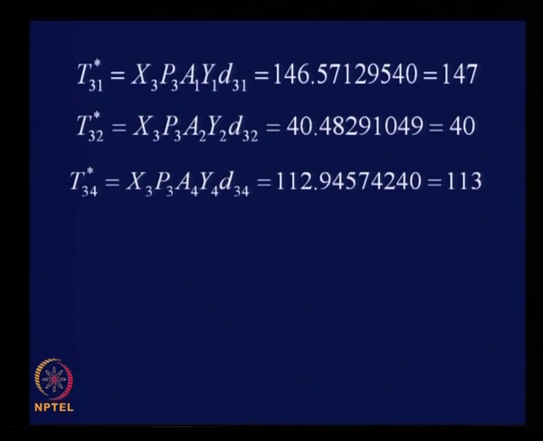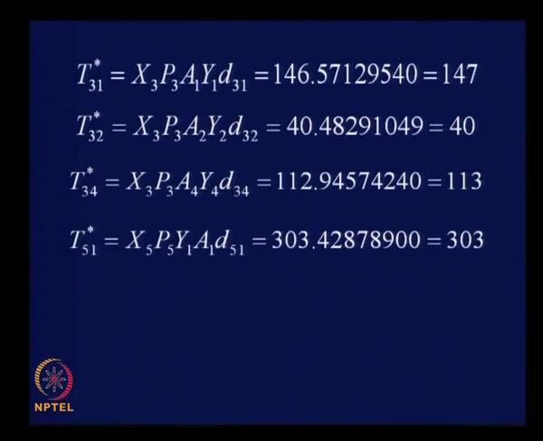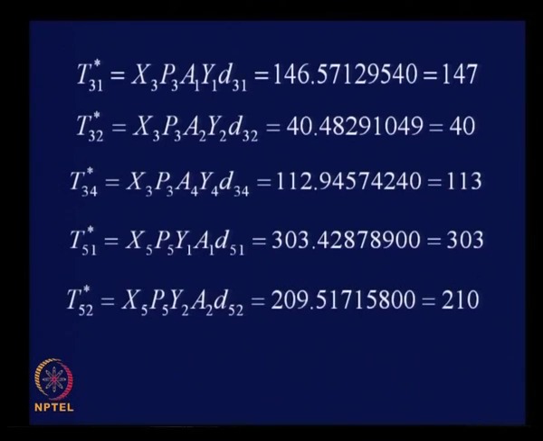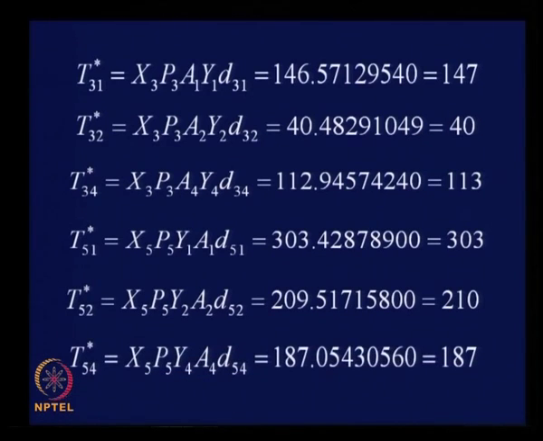T star 34, 112.9457 can obviously be rounded off to 113. T star 51, 303.4287 rounded off to simply 303. T star 52, 209.51 rounded off to 210. T star 54, 187.05 rounded off to 187, right.